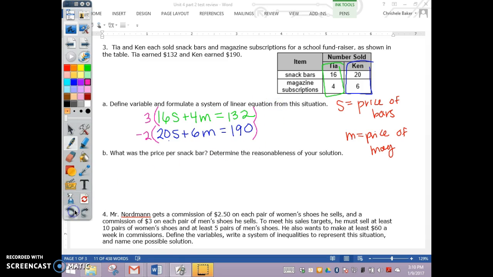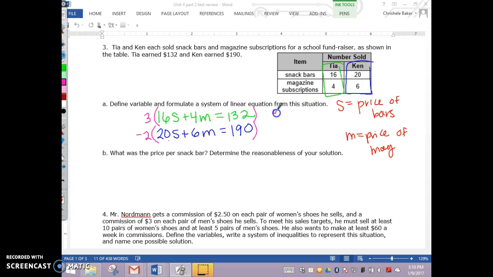So 3 times 16 is 48. 3 times 4 is 12. 132 times 3 is 396. Okay, multiply by -2 here, we get -40s minus 12m equals -380. Add, I get 8s equals 16, and that means that snack bars are $2.